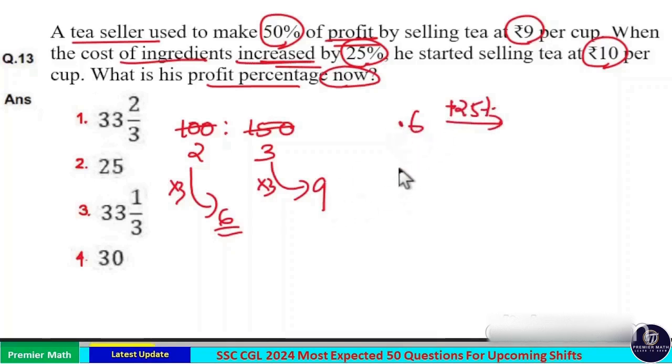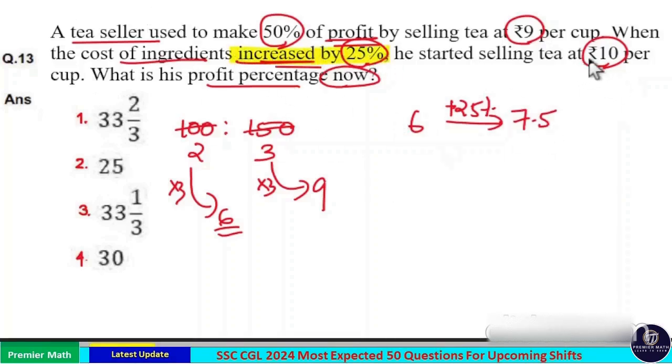25%. 10% of 6 is 0.6, 20% is 1.2, and 5% is 0.3. Half of 0.6 is 0.3. So the total increment is 1.5 rupees. So 6 plus 1.5 is equal to 7.5 rupees, which is the cost price now.